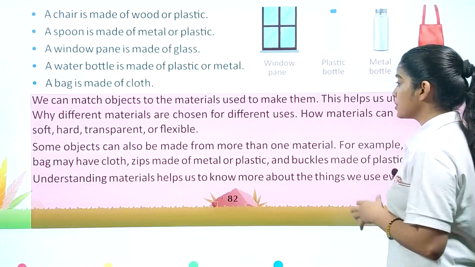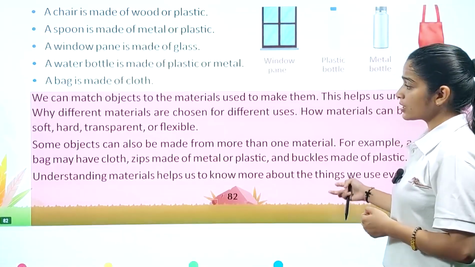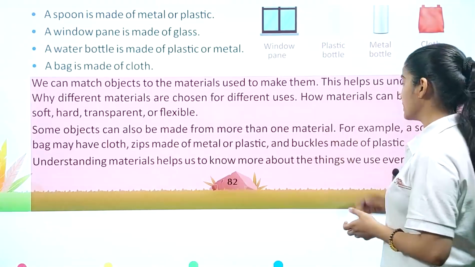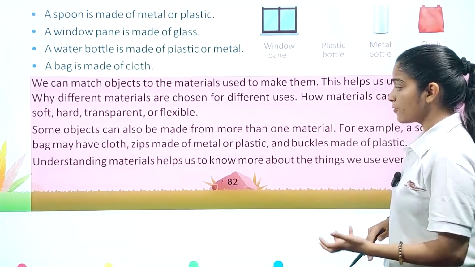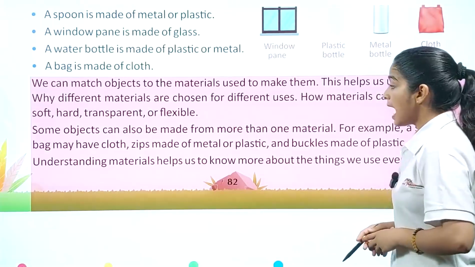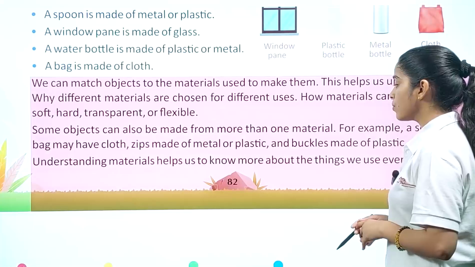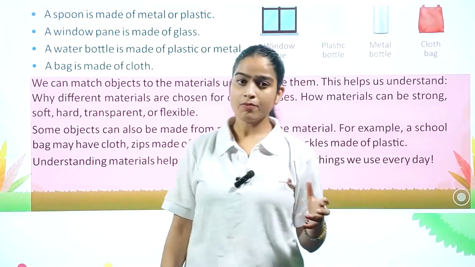How materials can be strong, soft, hard, transparent, or flexible. Some objects can also be made from more than one material. For example, a school bag may have cloth, zips made of metal or plastic, and buckles made of plastic. Understanding materials helps us to know more about the things we use every day.